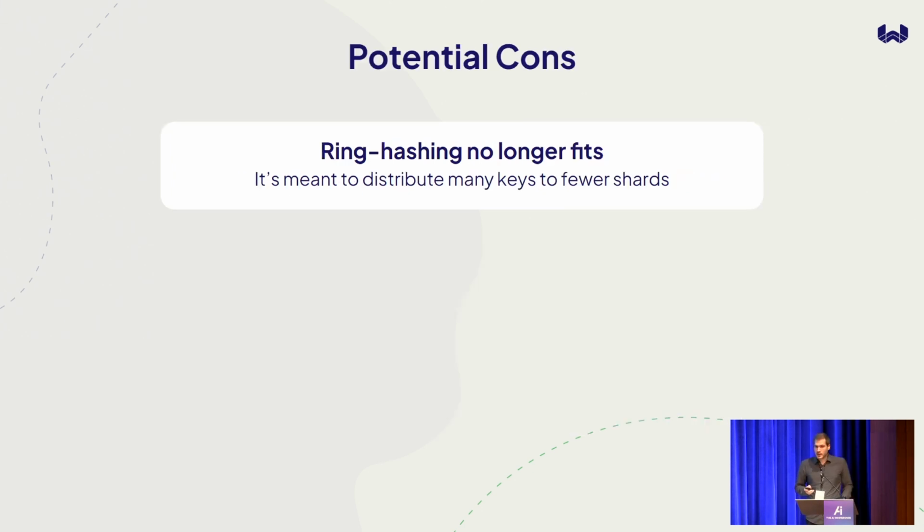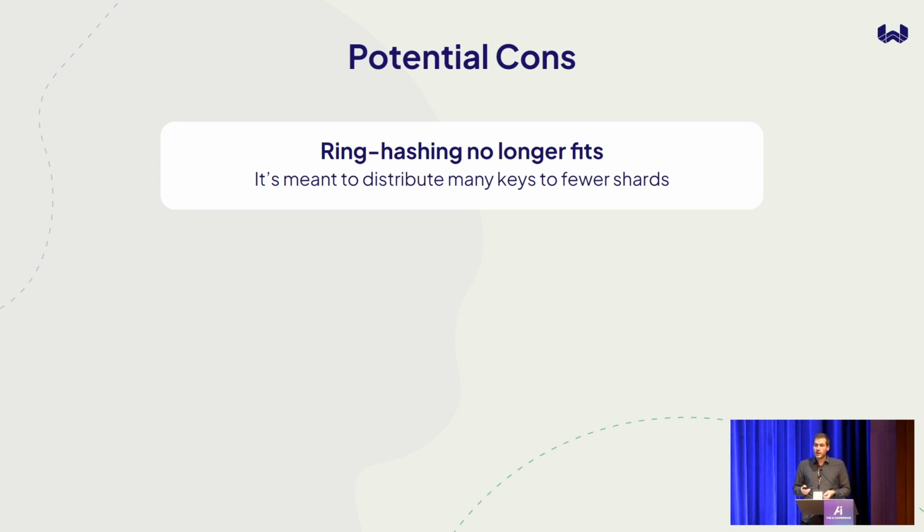But potential downsides. This ring hashing that we just talked about doesn't really make any more sense, because the whole point of ring hashing is to map many keys to fewer shards. And then if you change the number of shards, you want to minimize data movement, so lots of data can stay where it is, and only very little data has to be moved. But onboarding new tenants, if you have millions of them, is a very common operation. So we don't want to just minimize data movement. We need to eliminate data movement.